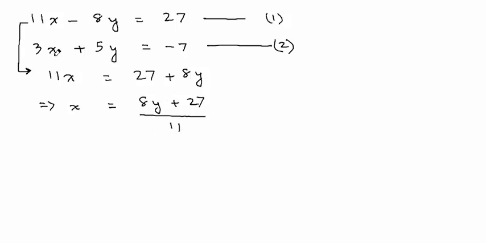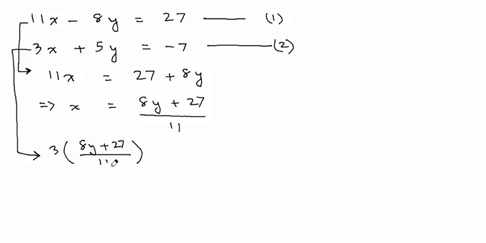And this x is also true for the second equation because the two equations are referencing the same value of x and the same value of y. Therefore, I'm going to plug in this value of x in terms of y into the second equation. We have 3 times x, what's x? (8y plus 27) all over 11, plus 5y is equal to negative 7. At the moment I see this denominator 11, I'm going to multiply both sides of this equation by 11. That helps me get rid of this denominator 11.